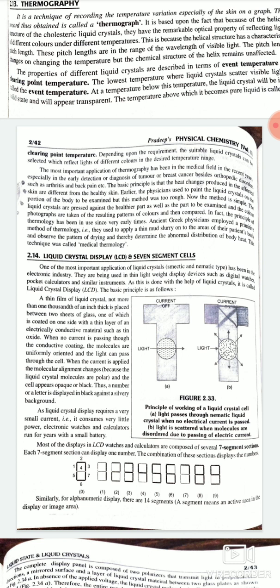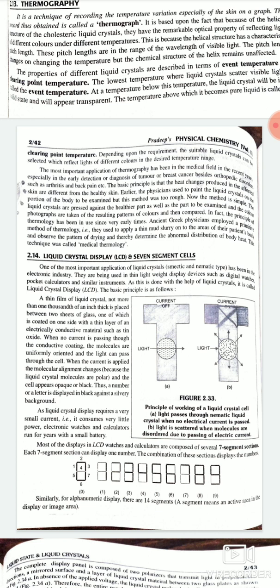In fact, the principle of thermology has been in use since very early times. Ancient Greek physicians employed a primitive method of thermology: they used to apply a thin mud slurry onto the areas of their patient's body and observe the pattern of drying, and thereby determine the abnormal distribution of body heat. This technique was called medical thermology.